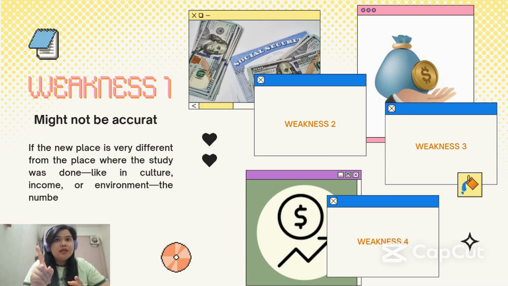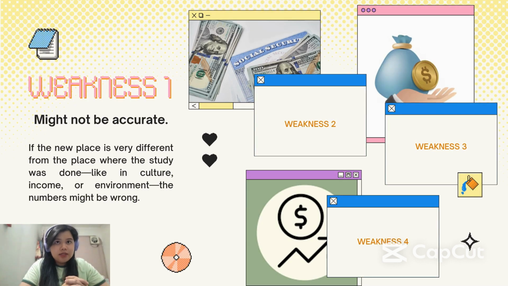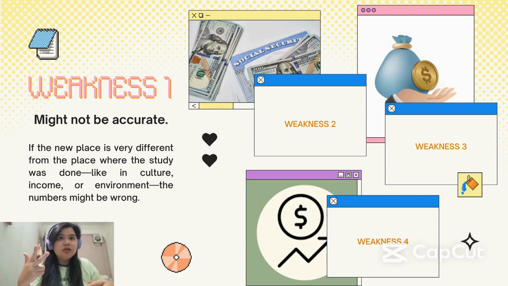So let's next move to the weaknesses of this method, which is the downside of the benefit transfer method. The first one, the benefit transfer method might not be that accurate. For example, if the new place is different from the place where the study was done, like in culture, income, or environment, the result might be wrong.